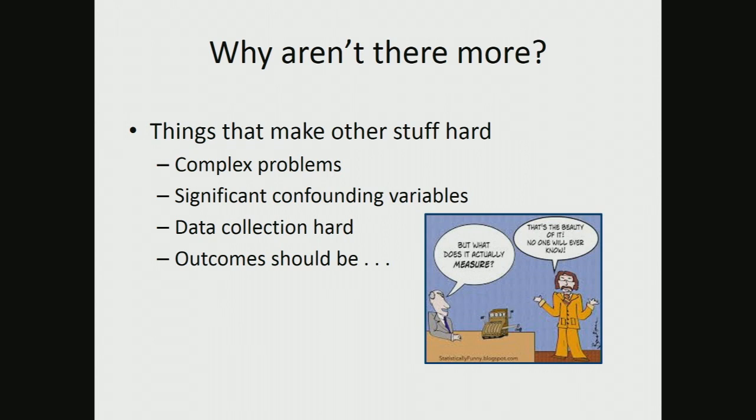And so what makes other problems hard, like the team science work we do, is that the problems are complex. There are a lot of confounding variables. The data collection can be really hard, and the outcomes are really hard to define.